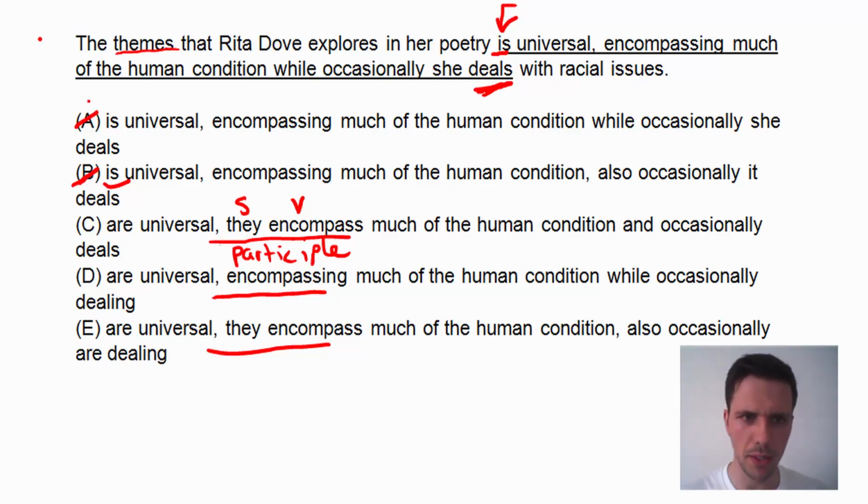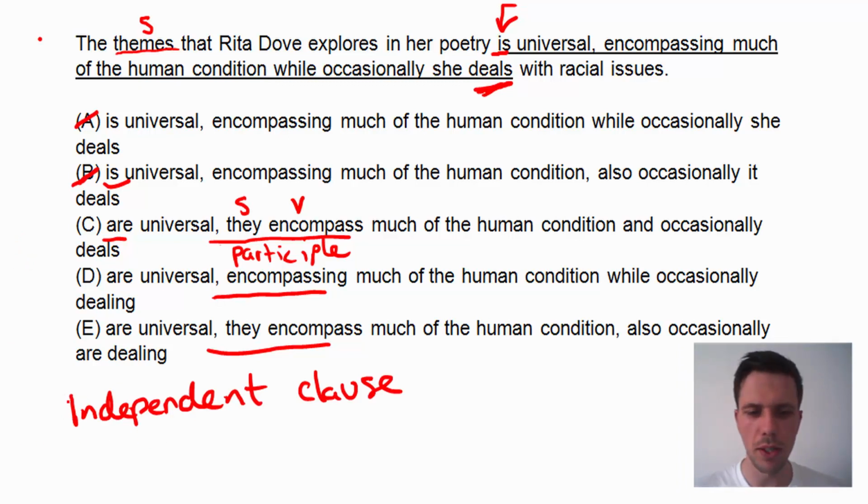Let's take a step back. We have at the start the themes that Rita Dove explores in her poetry are universal. Now we have in that sentence a subject, themes, and a verb, are. When we have a subject and a verb in a group of words, we call that an independent clause. Okay? And the thing you need to know about an independent clause is it can stand alone, it can form a sentence. So here we could easily put a full stop after universal, and that could be a sentence.